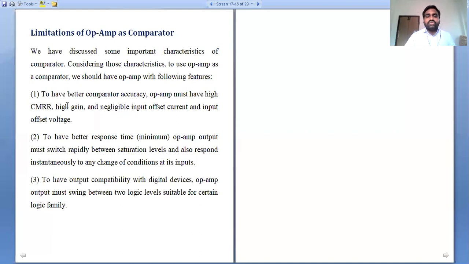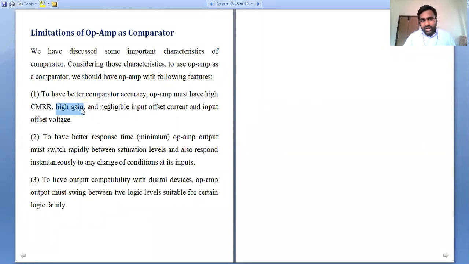What are the parameters we have to hold? In order to maintain the accuracy of the comparator in a good manner, the op amp should have a high common mode rejection ratio. That means the comparator has to eliminate the common mode signal and take only the differential signal as an input. That means the input signal has to be compared with the reference signal, and that has to be taken as an input. And it should have high gain.